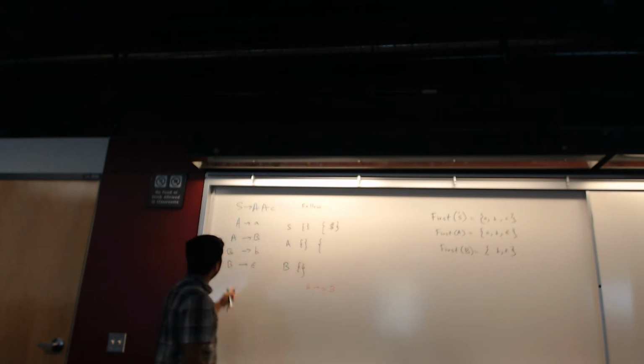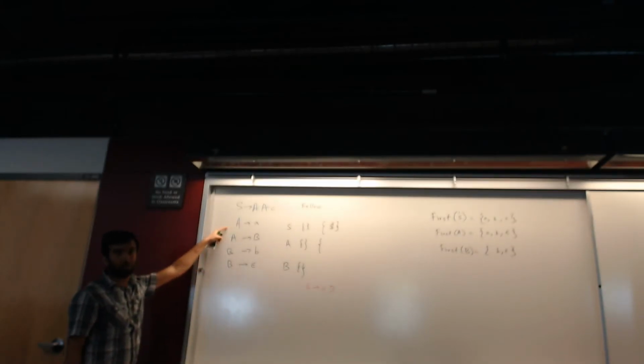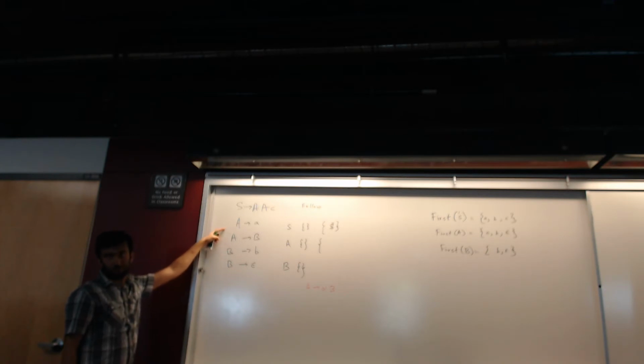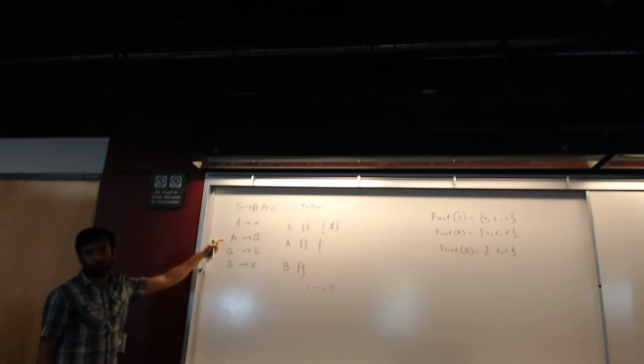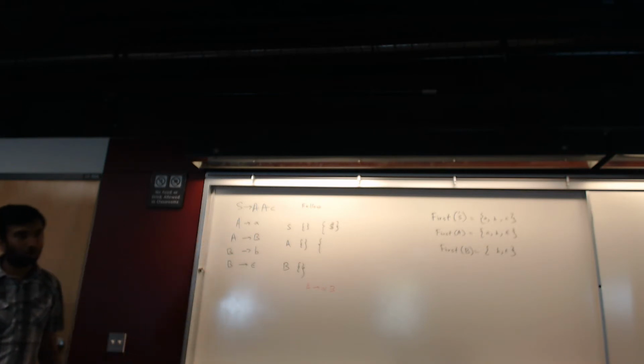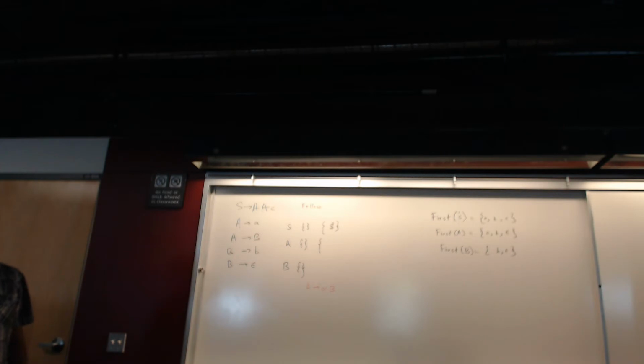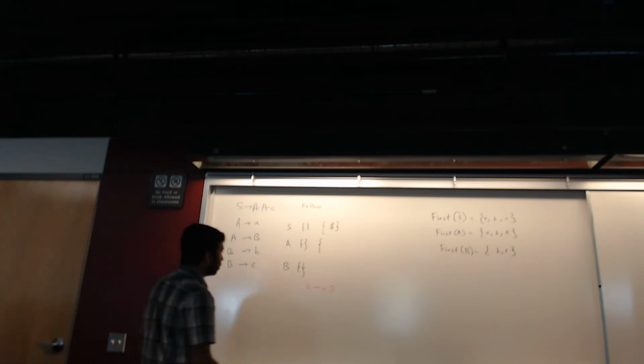Can we apply this rule to the next production rule? Can we? Somebody says yes, somebody says no. No, why no? Because capital A is not the last non-terminal. So we cannot apply that rule. Can we apply that rule to A goes to capital B? For the same reason, no. Right? So that rule 2 cannot be applied.